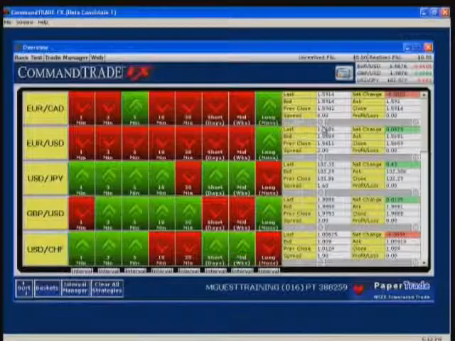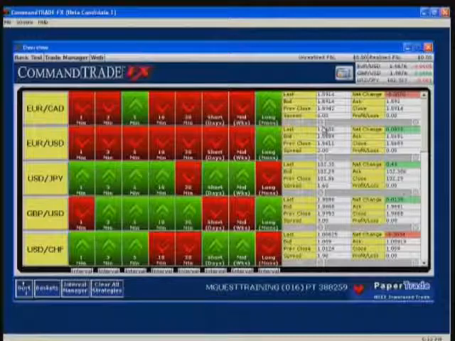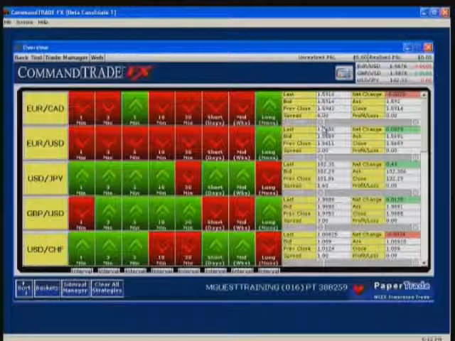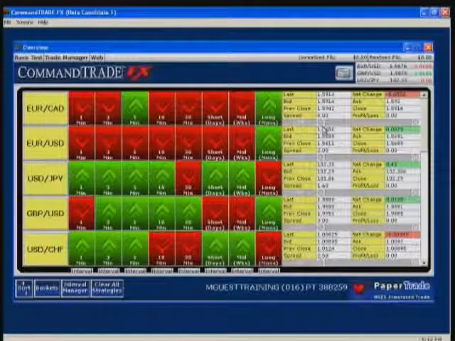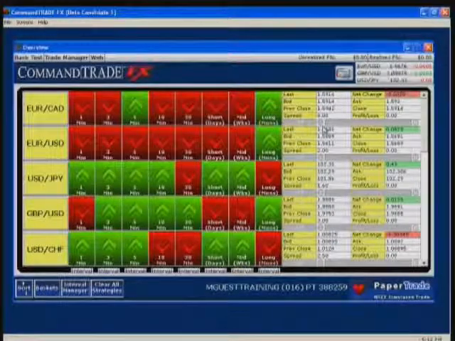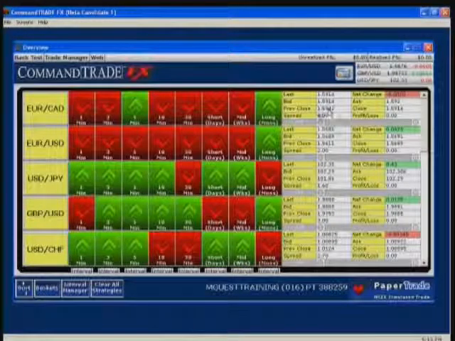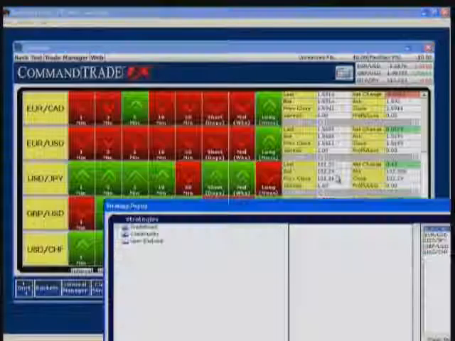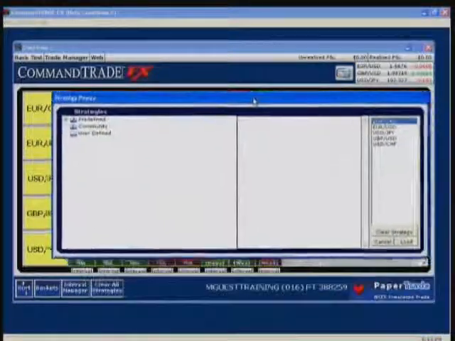A strategy is a game plan for entering the trade, a game plan for exiting the trade. CommandTRADE FX simply automates that process. Okay. All right. So I'm going to go ahead and click on that little S. And when I click on that S, we're going to get this strategy pop-up window.